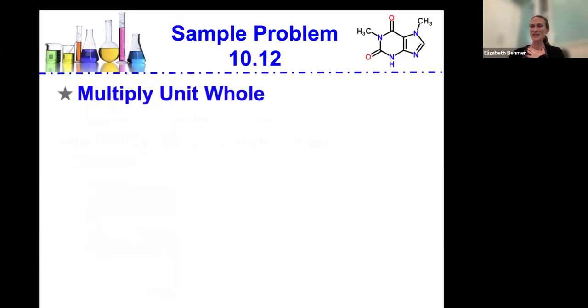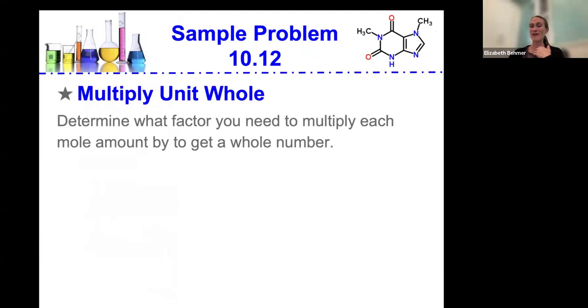Multiply until whole. So now determine what factor you need to multiply each mole amount by to get a whole number. Nitrogen, we have 1, and oxygen, we have 2.5. Nitrogen is already a whole number, so we leave it at 1. But for oxygen, if we multiply it by 2, we'll get a whole number. So that's the same number we multiply nitrogen by.